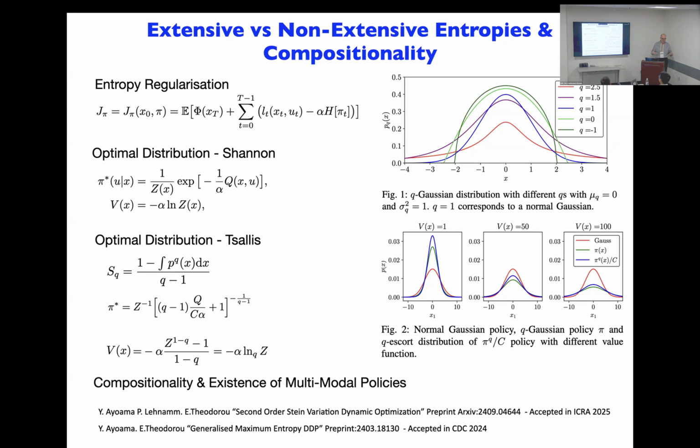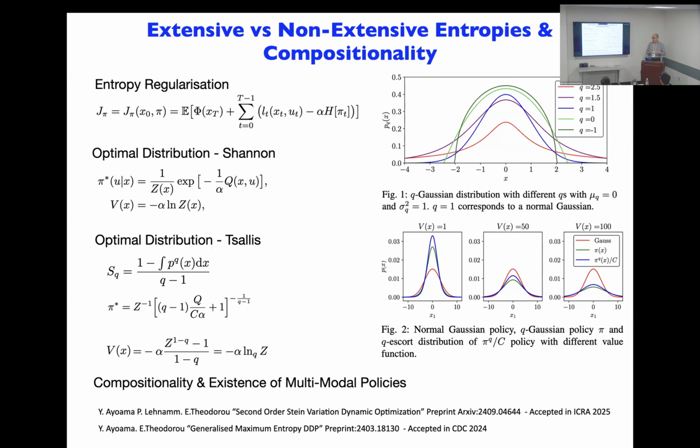so why are these entropies called non-extensive? Because these entropies are not additive, right? The entropy of the summation of two systems is not equal to the summation of their own entropies. So what that really means is that you cannot really have compositionality.